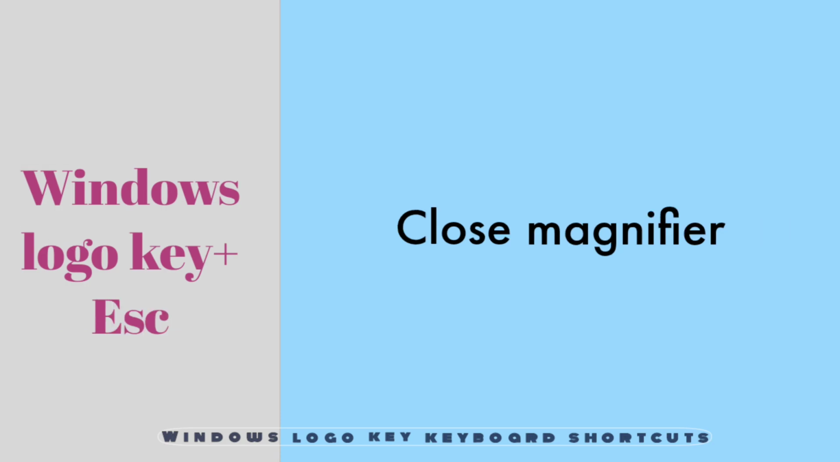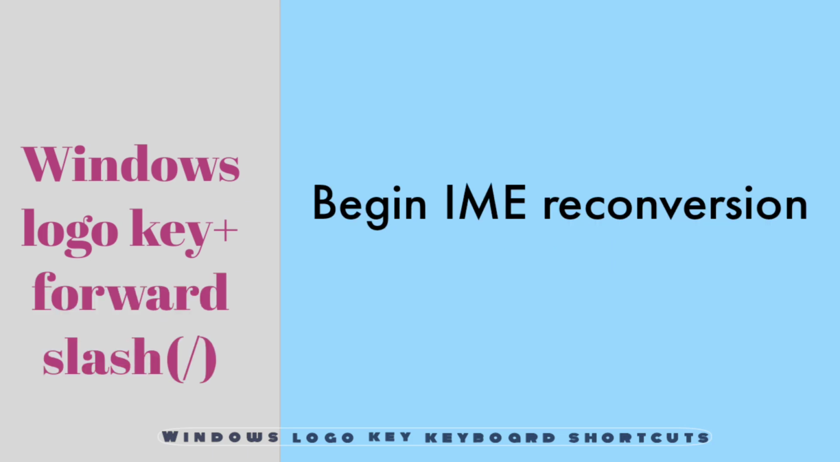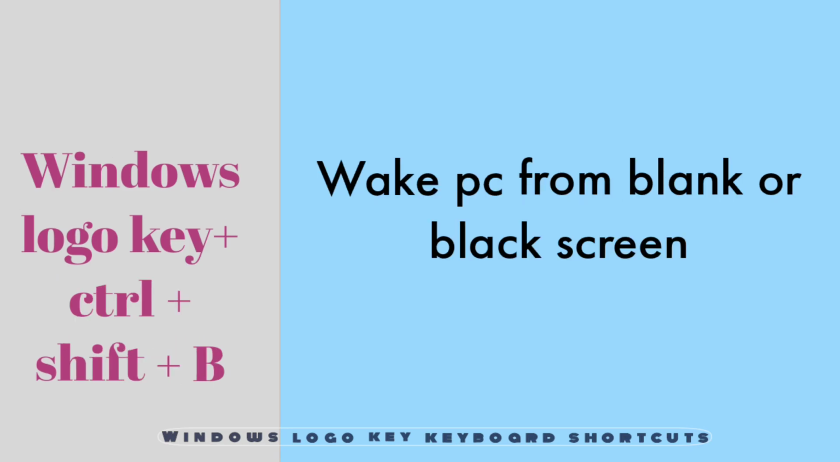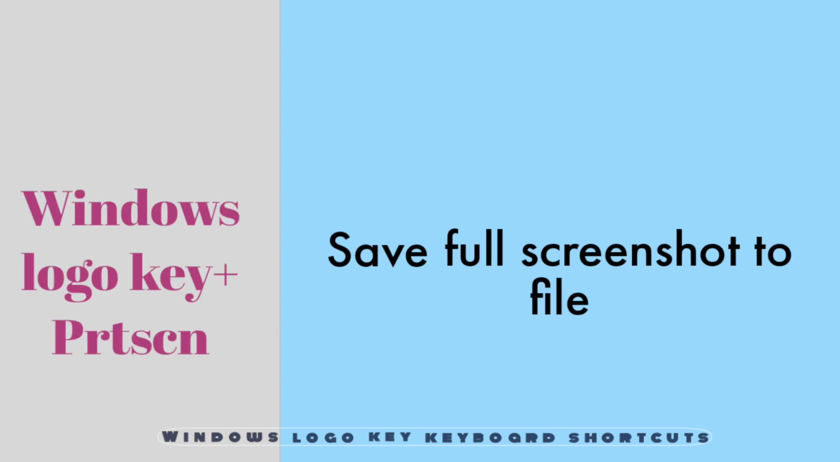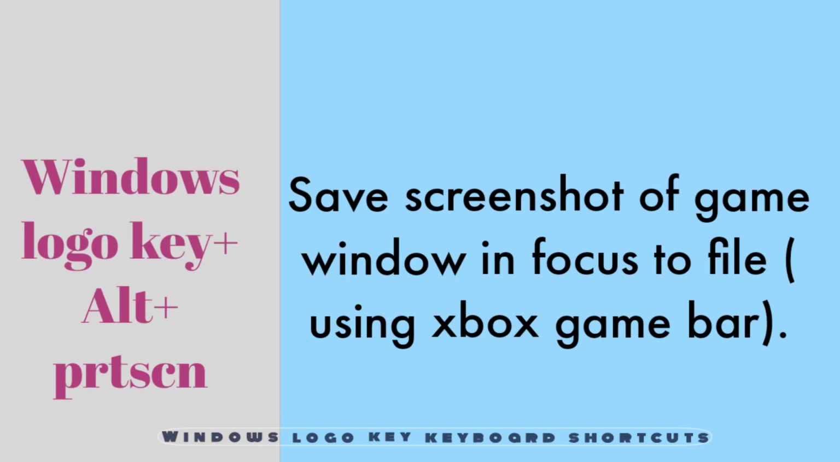Windows logo key with Escape closes Magnifier. Windows logo key with forward slash begins IME reconversion. Windows logo key, Control and Shift with B wakes up the PC from a blank or black screen. Windows logo key with Print Screen saves a full screenshot to file. Windows logo key with Alt and Print Screen saves a screenshot of the game window in focus to file.